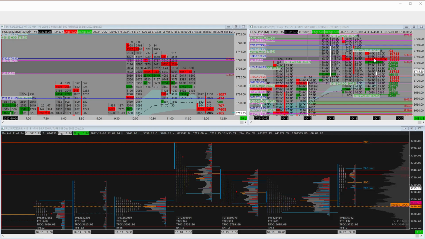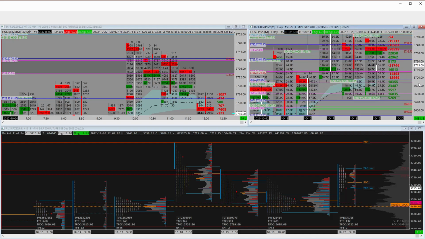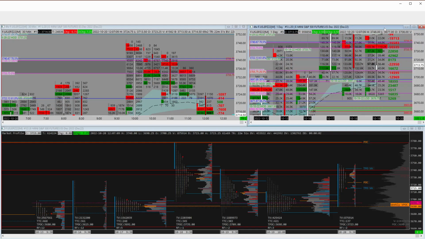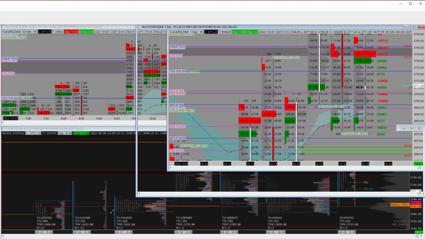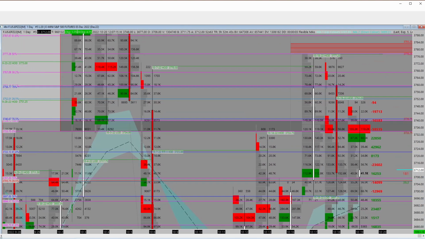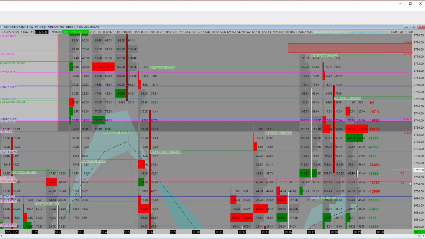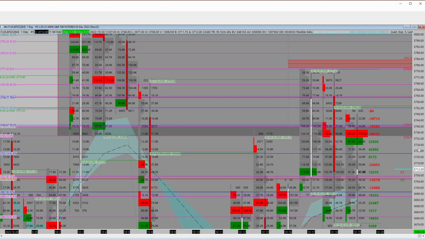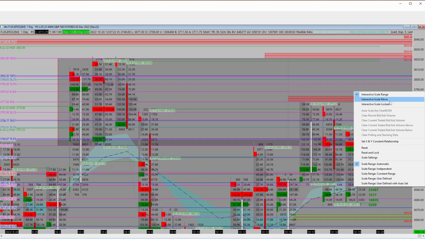What are we looking for when we come into this area? That was probably pretty small. Let me make this bigger. Bear with me. There we are.